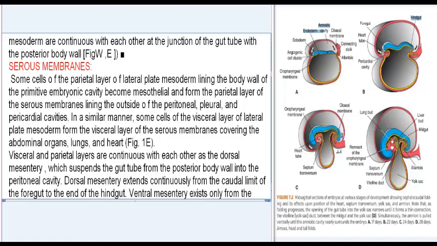1e. Visceral and parietal layers are continuous with each other as the dorsal mesentery, which suspends the gut tube from the posterior body wall into the peritoneal cavity. Dorsal mesentery extends continuously from the caudal limit of the foregut to the end of the hindgut.